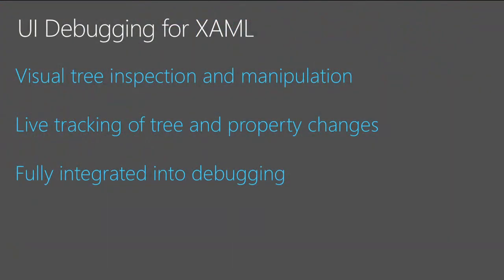So this is probably one of my personal favorite features. This is what we call the UI debugging for XAML. UI debugging for XAML is a completely new set of tools. A lot of you might have used Snoop or other third-party tools like XAML Spy. Think about XAML Spy completely integrated into VS. You have a live visual tree.